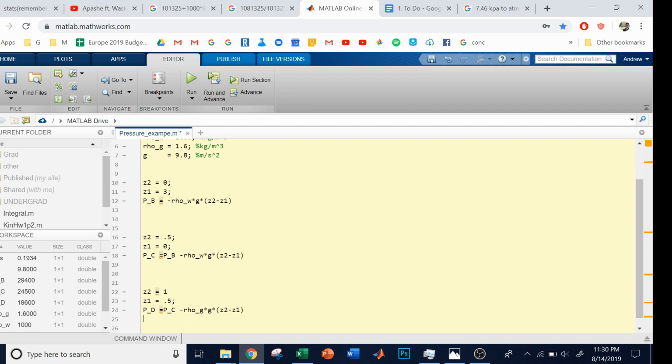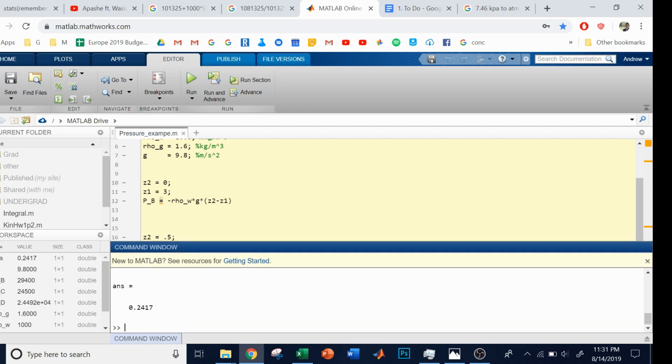So now PD, and this is going to be in Newton per meter squared, or pascals. And then if we divide this by 101.325, this is going to be in atmospheres. Run this, see what we get. Great, that is in fact what we said.